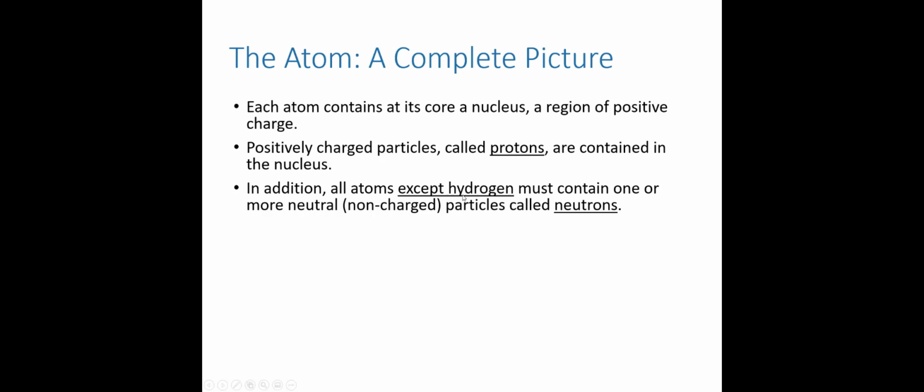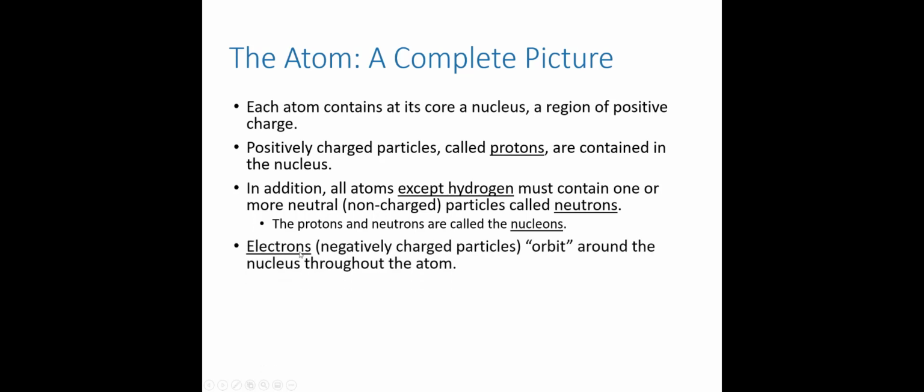All atoms other than hydrogen can contain other particles in the nucleus called neutrons. Neutrons, we say, are neutral, meaning they do not have a positive charge or a negative charge. So if you have a positive charge plus a neutral charge, that's like adding 0. That gives overall a positive charge. And so sometimes we call protons and neutrons the nucleons, which means that they are the things that live in the nucleus.